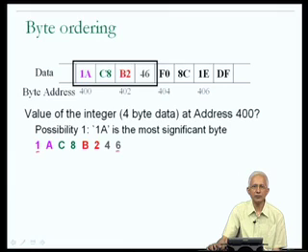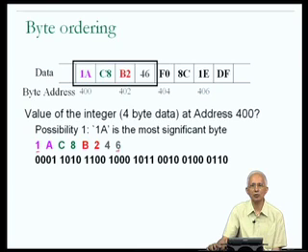I can expand each of these hexadecimal digits into binary using the hexadecimal to binary lookup table, which I won't show you, but hopefully by now you all remember that 1 will map to 0, 0, 0, 1, A will map to 10, which is 1, 0, 1, 0, and so on. So I'll end up with this 32-bit quantity. Under the assumption that 1A is the most significant byte, the unsigned integer at address 400 will have this binary value. These are the 32 bits of the value, where this 0 is the most significant bit and this 0 is the least significant bit.